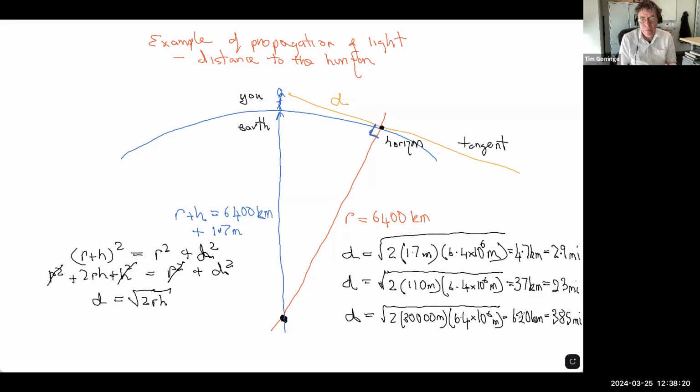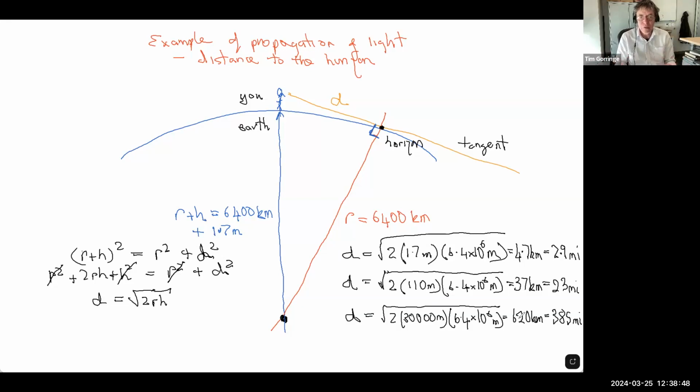Well, this has been an example of propagation of light in a straight line. We use propagation of light in a straight line to understand something that's really interesting on an everyday basis. That is, how far can you see? How far away is the horizon? We looked at the problem if you're standing on the beach and looking at the horizon, standing on a cliff looking at a horizon, and riding in a plane looking at the horizon.